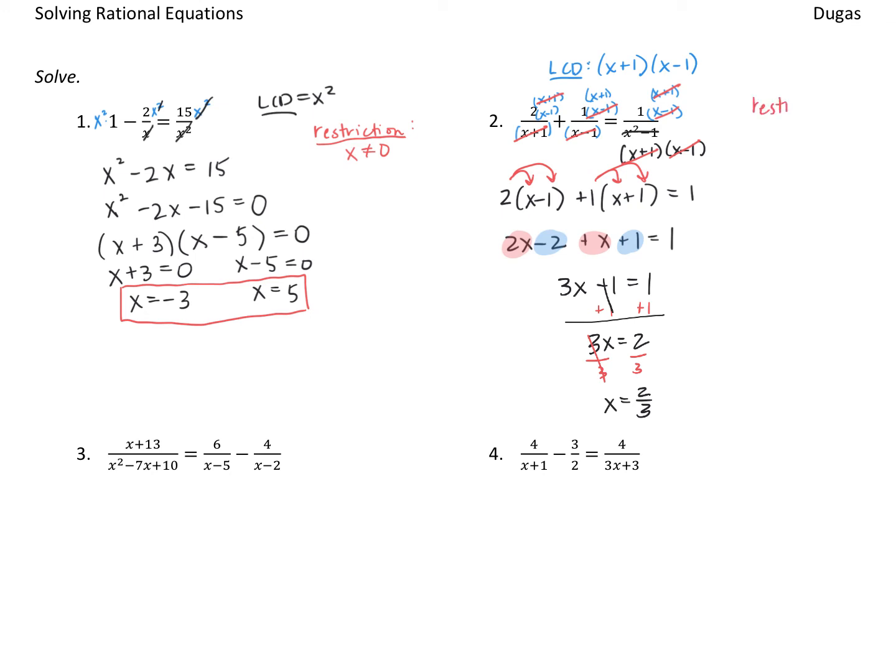You want to make sure this isn't one of your restricted values. So your restrictions are anything that would make the denominator 0. In other words, each factor has to be set equal to 0. The easiest thing to do is look at your least common denominator. So your least common denominator was x plus 1, x minus 1. What you can do is set that equal to 0 and solve, and then that will give you your restrictions. So that means x cannot be negative 1 and x cannot be 1. The answer that I got was 2/3. So we're good to box that in and claim that as a solution.